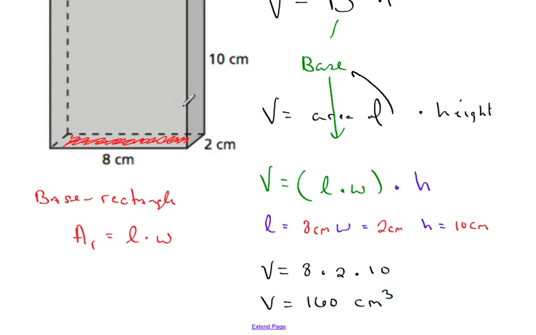Now, a prism is how many dimensions? 3 dimensions, so it should be centimeters cubed. Also, if you think about what's a centimeter times a centimeter times a centimeter, it's going to be a centimeter cubed, very similar to what's x times x times x as you get to more algebraic expressions. X cubed, very similar to that.